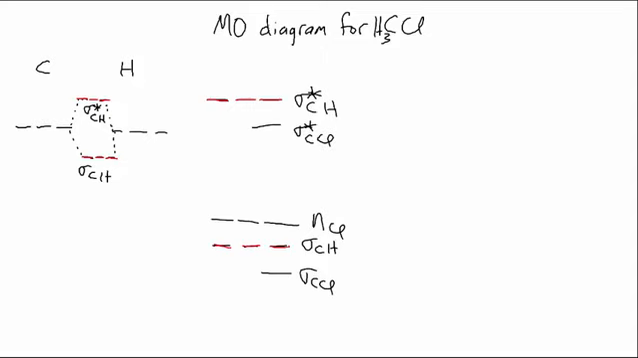So the sigma CH aren't as low in energy as sigma CCl, because hydrogen is not as electronegative as chlorine. Sigma star CH is not as low in energy as sigma star CCl, because hydrogen is not as electronegative as chlorine. Then my bonding orbitals are going to be filled. My lone pairs are filled with electrons. And then my antibonding orbitals are empty.